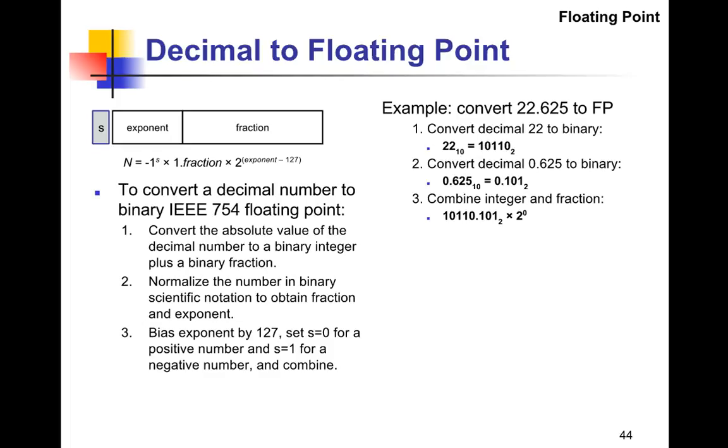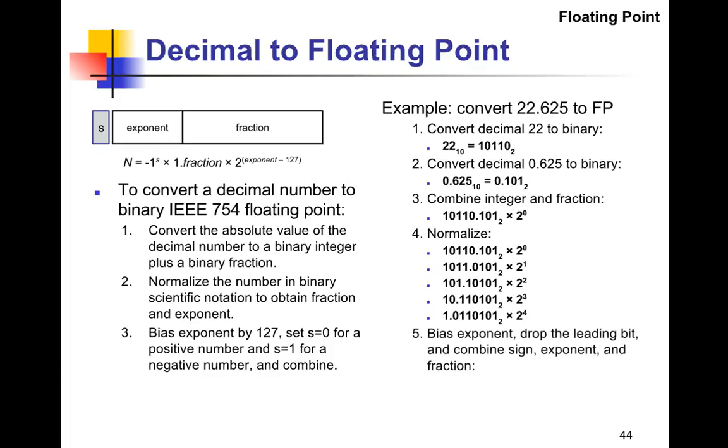Now we need to move the decimal place over 1, 2, 3, 4 places. So that's normalizing it. So it's 1.011001 times 2 to the 4th. So then we figure out the exponent is 4.